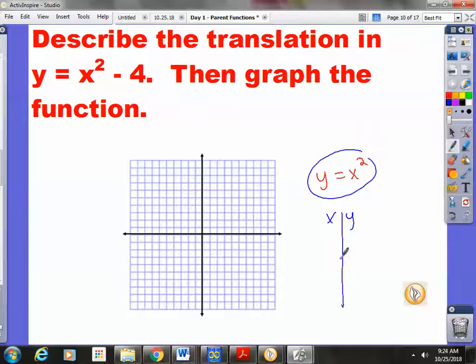If you need to do a t-chart to do that, you can if you don't know all the values yet. If you put 0 in for x, what do you get out? 0. If you put 1 in, 1 squared is 1. Negative 1 squared is 1. If I put 2 in, 2 squared is 4. Put negative 2 in, negative 2 squared is also 4. I'm going to go ahead and put 3 and negative 3 in. 3 squared is 9, negative 3 squared is also 9. This is not going to be a V, this is going to be that U shape. We call that a parabola. So please use a dashed curve to draw in this parent function.